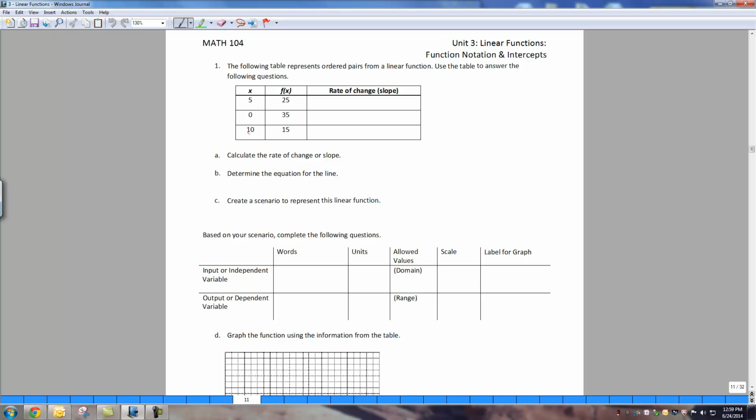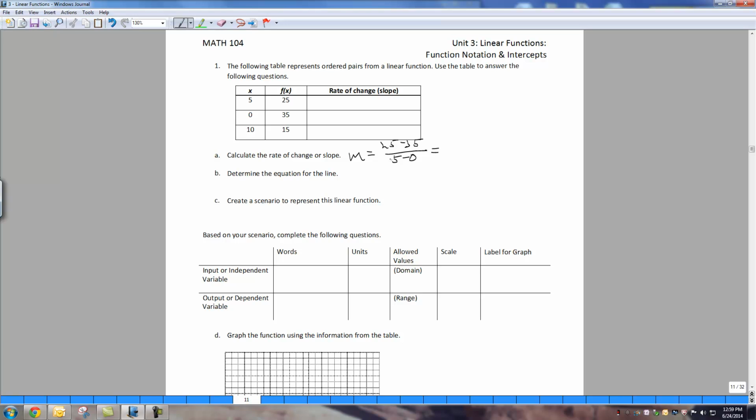We have 3 data points. Notice how they are not in ascending order. 5, 0, 10. The way we've been writing these previously, this one would have to be here and the 5 would be next. It doesn't matter what order they're in, but it just matters what order you do the slope formula in. So the slope formula is y2 minus y1 over x2 minus x1. So I'm going to do y2 minus y1, 25 minus 35 over 5 minus 0.